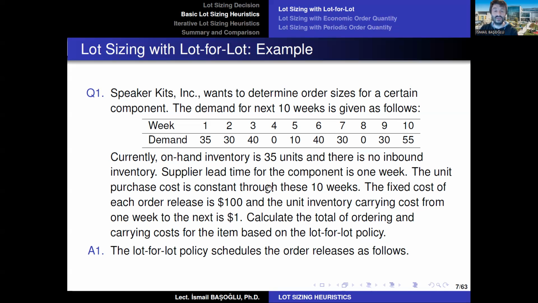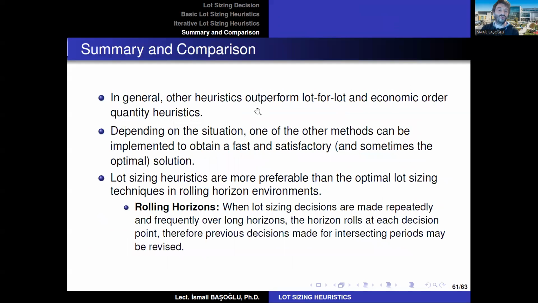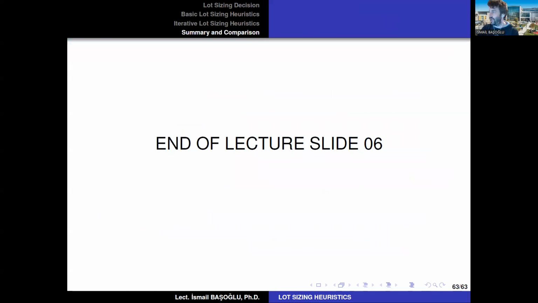Now, there is a very nice example related to this final concept in the exercise set. I am leaving it to you to study, and this is the end of the 6th module. I hope to see you in the classroom in the next module. Okay, so thank you for watching.